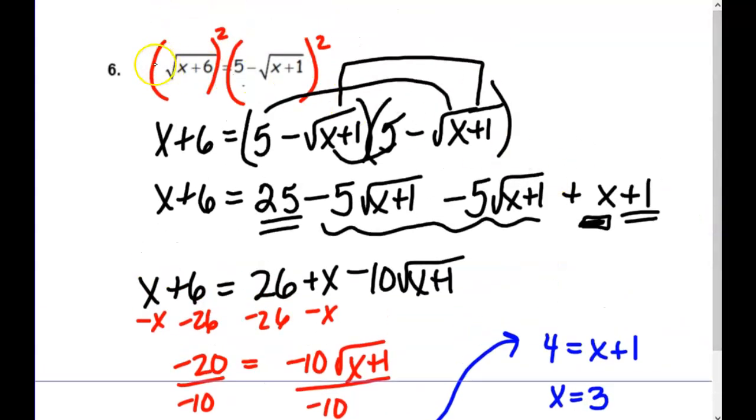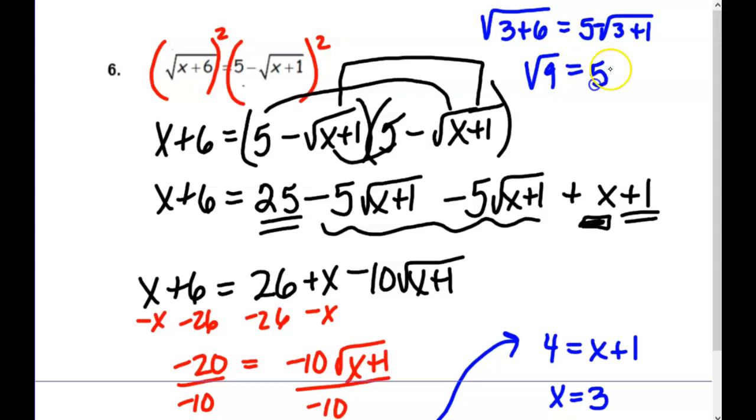All right, if we go back to the very top, we'd end up with square root of 3 plus 6 equals 5 minus square root of 3 plus 1. So this would be square root of 9 equals 5 minus square root of 4, which is 3 equals 5 minus 2, which works. Okay.